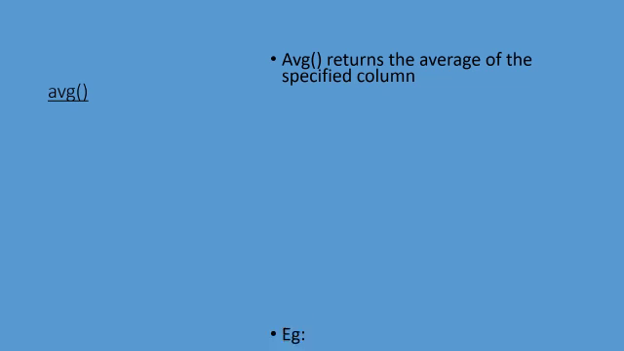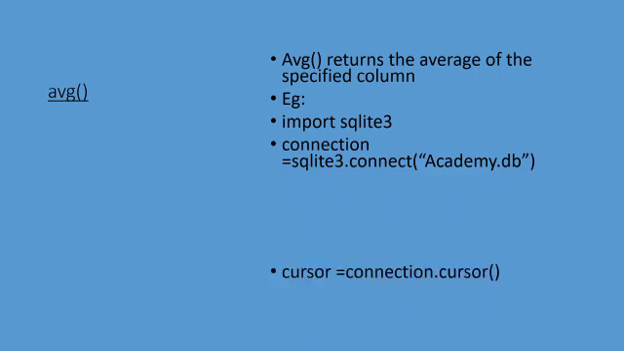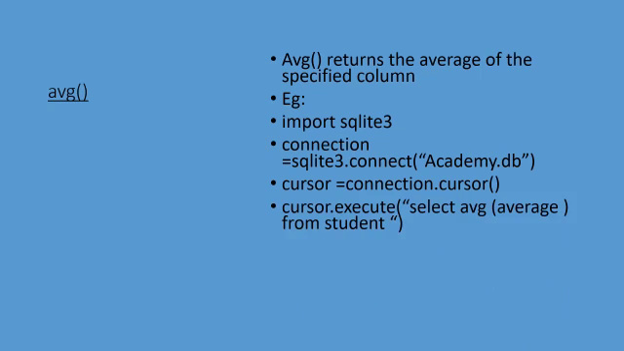The next function, the average function, will display the average of the given column. Average returns the average of the specified column. Now see the example for this. cursor.execute select avg of average. What's the meaning? Within the bracket, average is a column, and first avg is a function. This function will take all the records and find the average for those records. So in this example, the average column has many records, and the average of all the records is calculated by the function avg and printed.